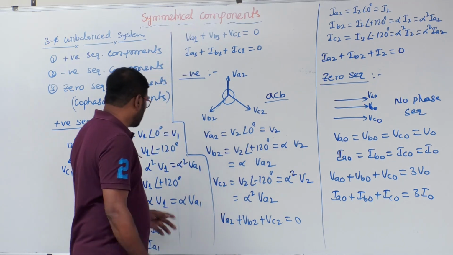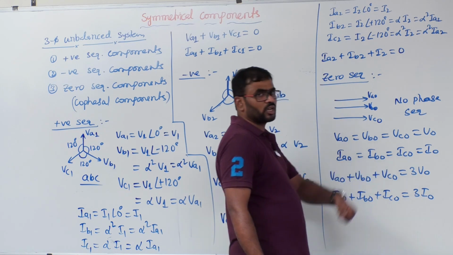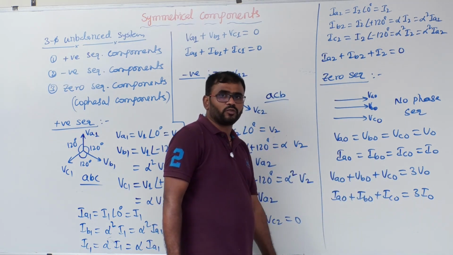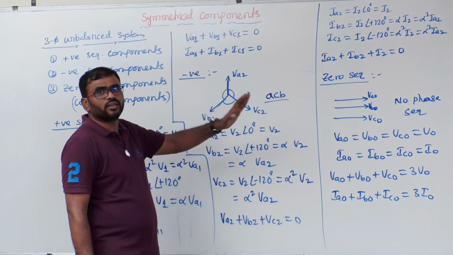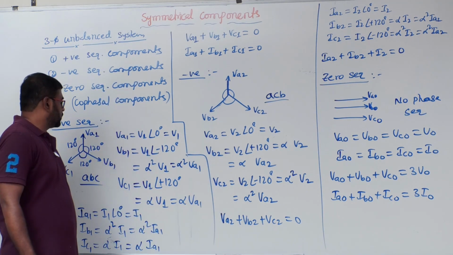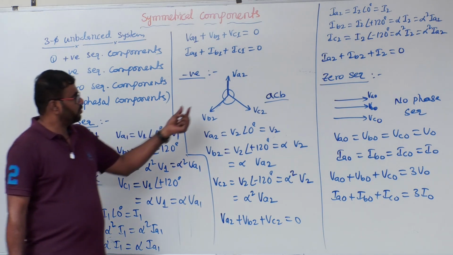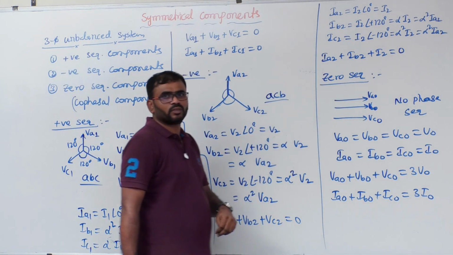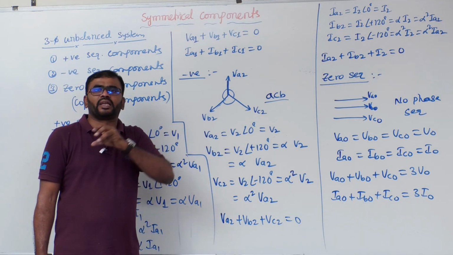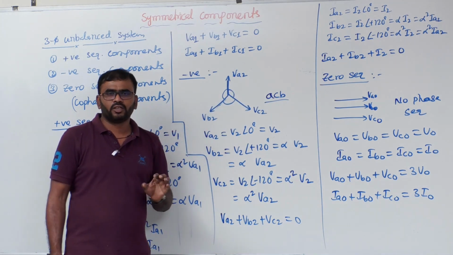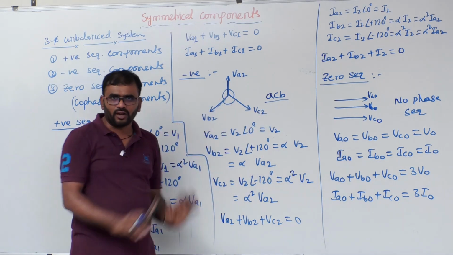That means the sum of the positive sequence components is 0, the sum of the negative sequence components is 0, but the sum of the zero sequence components is 3 times the zero sequence value. Clear? So that's about positive, negative and zero sequence components. Now we can write VA as the sum of VA1, VA2 and VA0. An unbalanced phasor can be written as a sum of balanced phasors. So VA is VA1, VA2 and VA0.